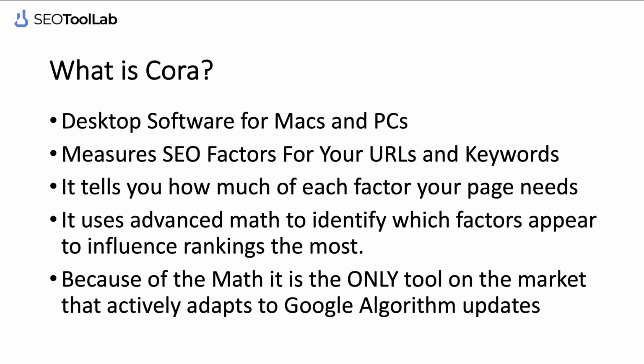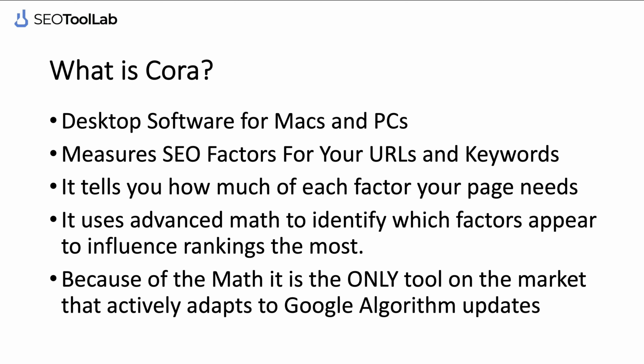So what is Cora? It's desktop software for Macs and PCs. It measures factors for your URLs and keywords, and it tells you how much of each factor you need to be competitive with your higher ranking competitors. It uses advanced math to identify which factors appear to influence rankings the most, and that's a very important detail because other tools aren't doing this. They have hard-coded SEO wisdom that always shows you the same things in the same order without priority.